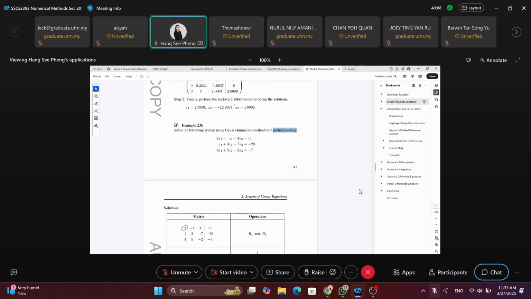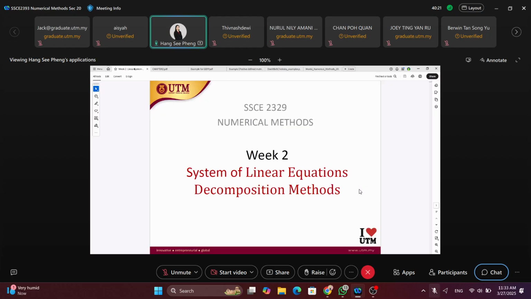Okay, if there are no questions on these Gauss eliminations, then after this hands-on exercise, I will go to the next method, which is LU decompositions. I'm not sure whether the e-learning can be accessed or not. If you cannot access it, then you can just look at the slide.